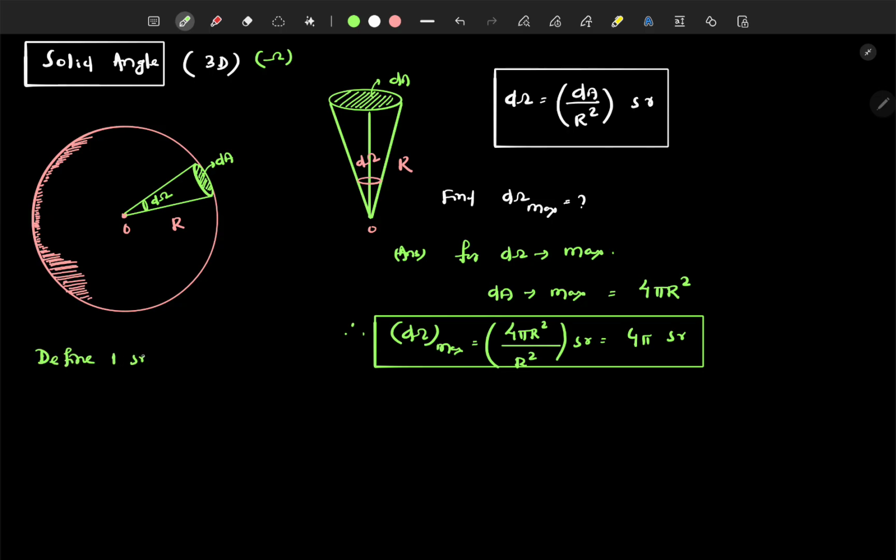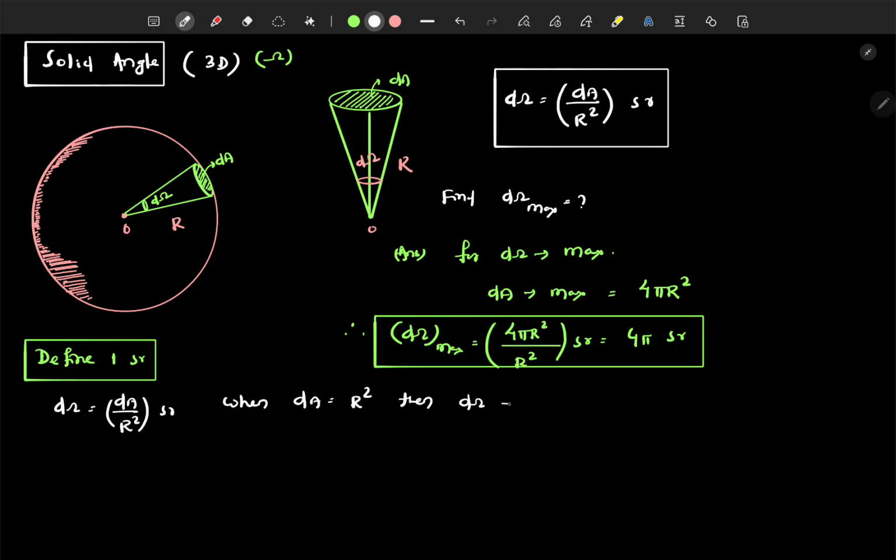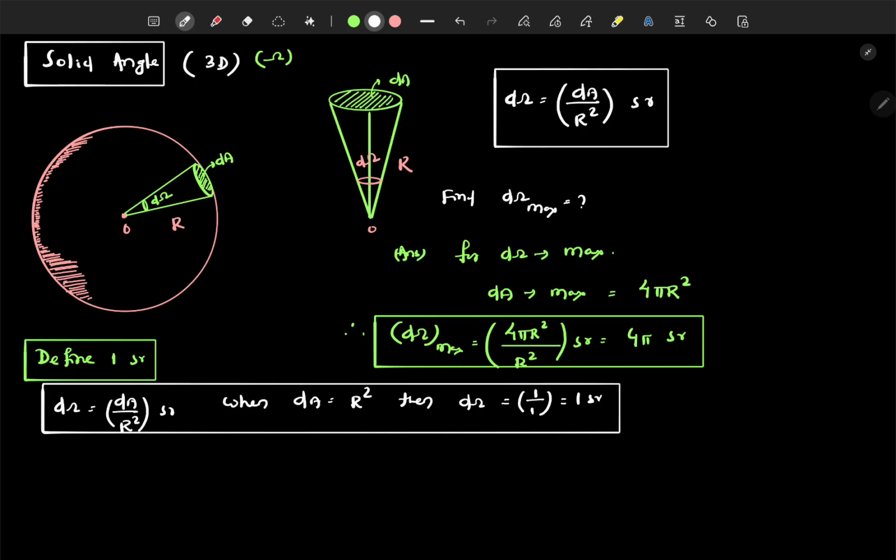Define 1 steradian. How to write this answer? We know the formula is d omega equals dA by r square steradian. In this case you use one condition: when dA equals r square, find the value of d omega. d omega equals 1 by 1, that is 1 steradian. Finished. Like the previous one, define 1 radian, you have to define 1 steradian.